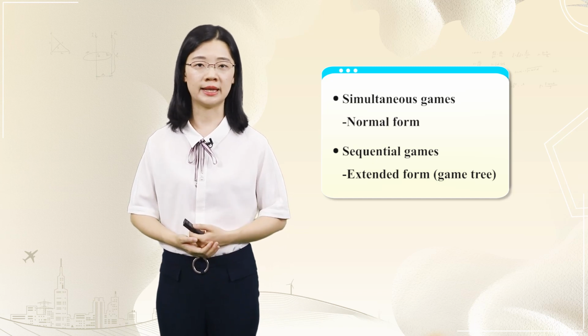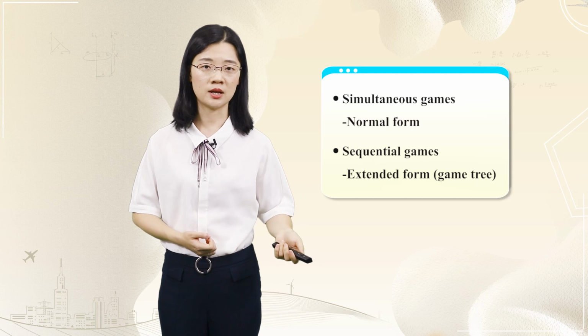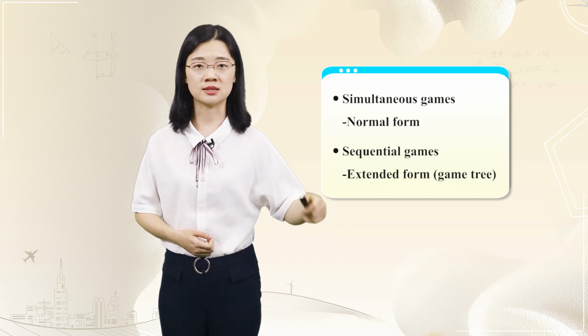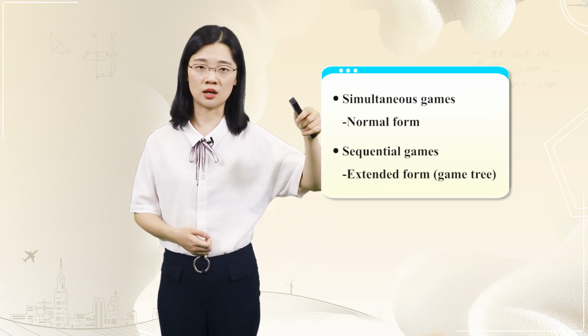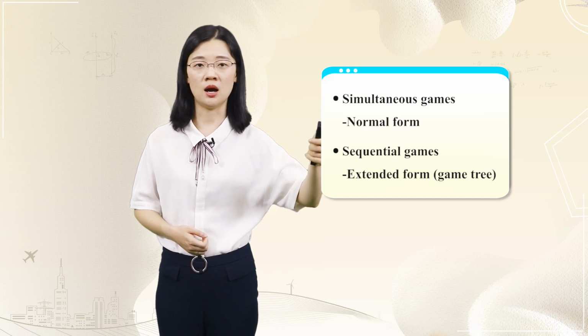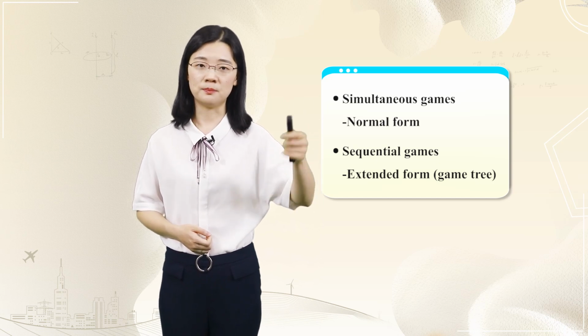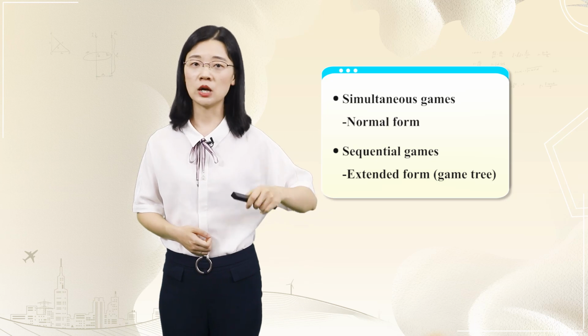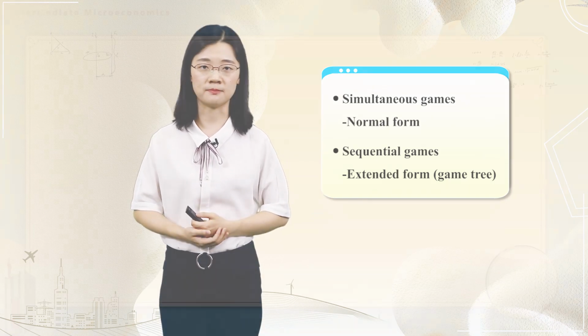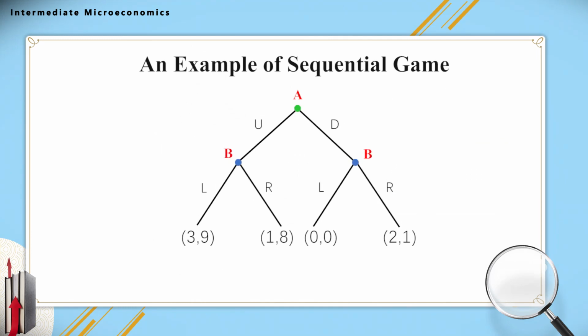Sequential games are generally analyzed in extensive form, using a game tree to represent the sequence of actions. Actions start from above, and each node of the tree represents the decision point of the corresponding player. The payoffs of each player are displayed at the end of the tree. Let's go back to our example of simultaneous game. If player A makes a decision first, choosing up or down, then player B makes a decision choosing left or right. Then this game can be expressed by this tree.